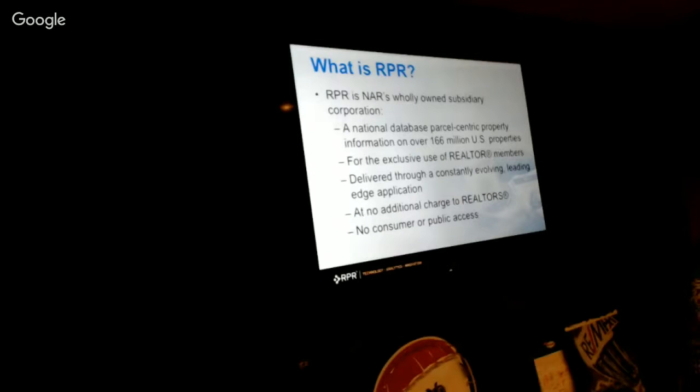So what is RPR? RPR is NAR's wholly owned subsidiary corporation. It's a national database of over 166 million U.S. properties. Actually, it's probably closer to 170 by now. We've got a few more MLSs. So you can look at any single parcel in the entire United States. It may show as an off-market property. There are some MLSs that will let you see active, so don't be shocked when you run into a property in another location in the United States and it shows active. But most of it's going to be off-market.